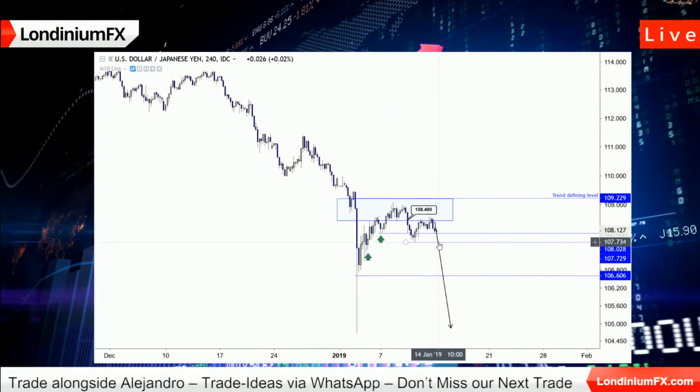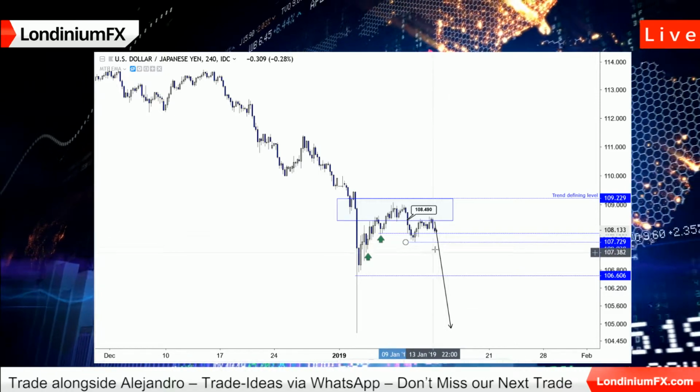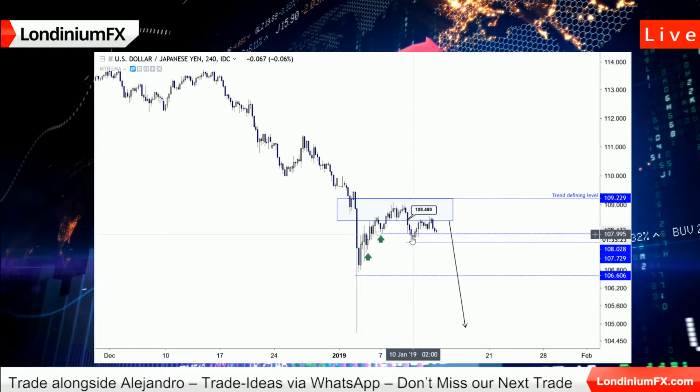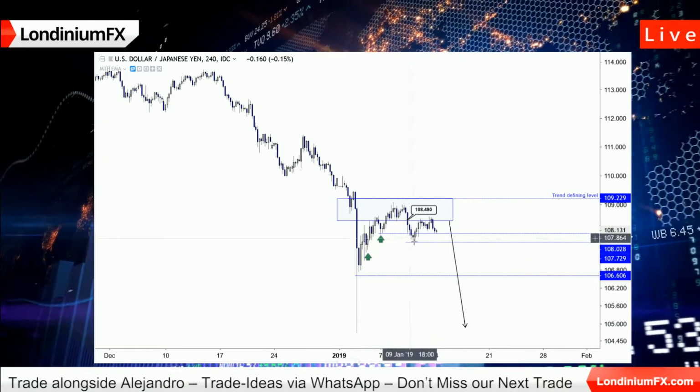All right, here's the dollar versus the Japanese yen. And the market, you know, here, this is a lower low.